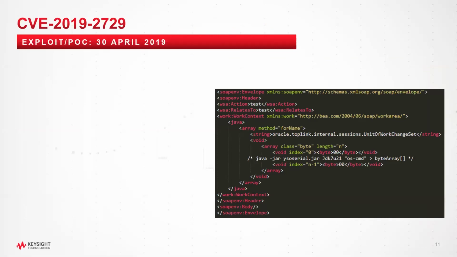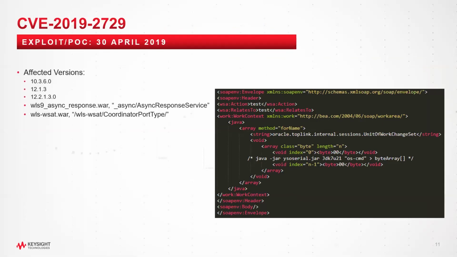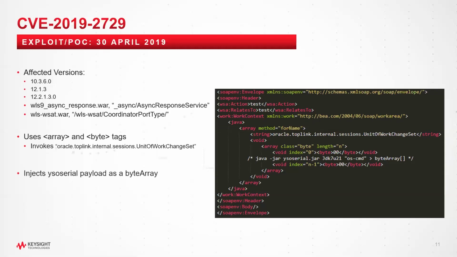Some versions are affected, but the same subcomponents and the same XML decoder method are targeted. This time, array and byte tags are used to deliver a non-readable serialized object created with ysoserial. And this method depends on the JDK version used in the application server.